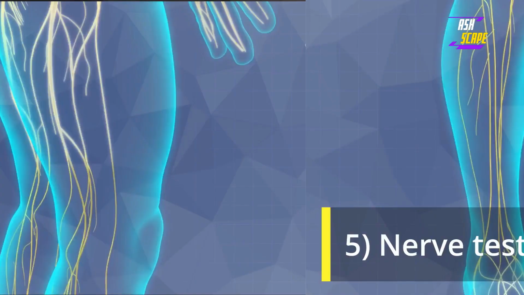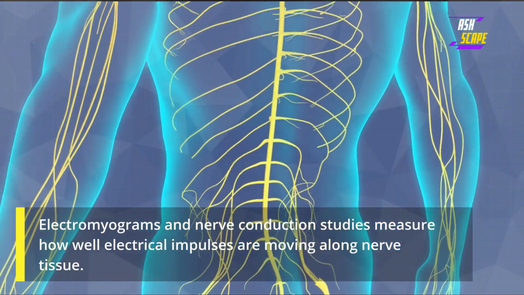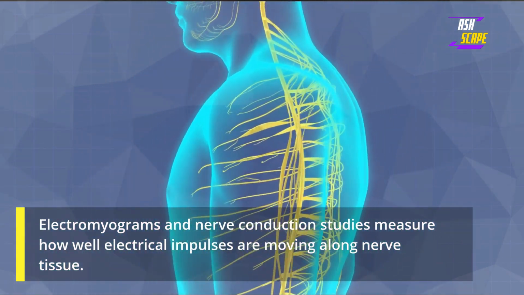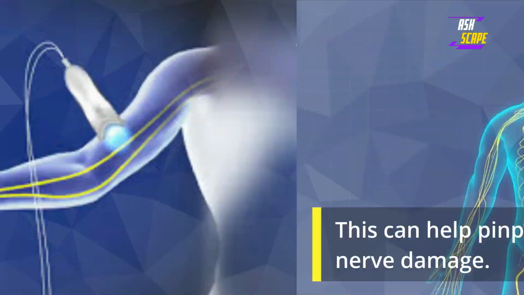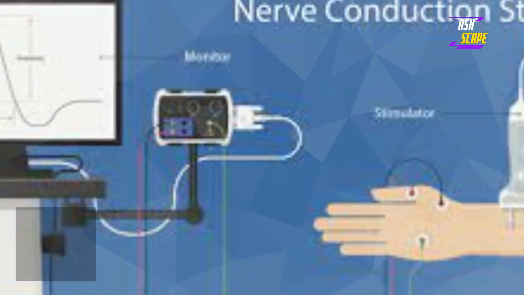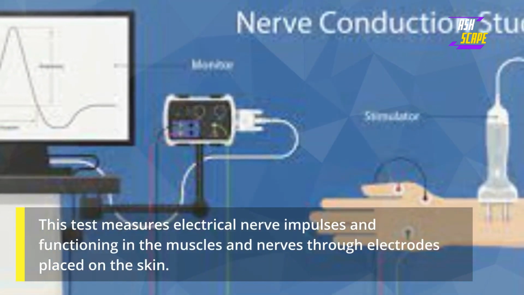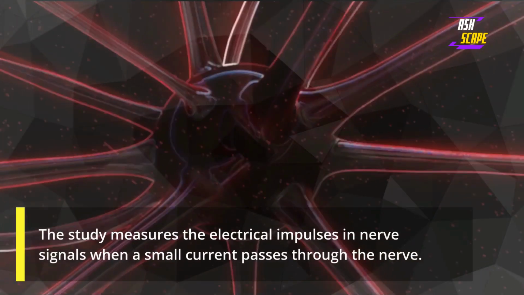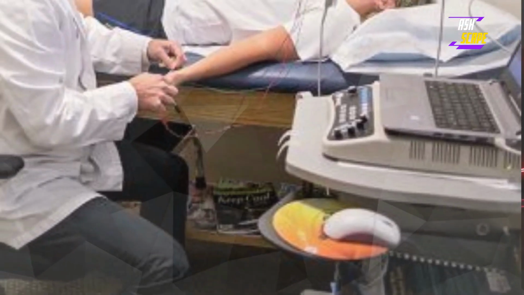5. Nerve tests. Electromyograms and nerve conduction studies measure how well electrical impulses are moving along nerve tissue. This can help pinpoint the location of nerve damage. 6. Nerve conduction study. This test measures electrical nerve impulses and functioning in the muscles and nerves through electrodes placed on the skin. The study measures the electrical impulses in nerve signals when a small current passes through the nerve.